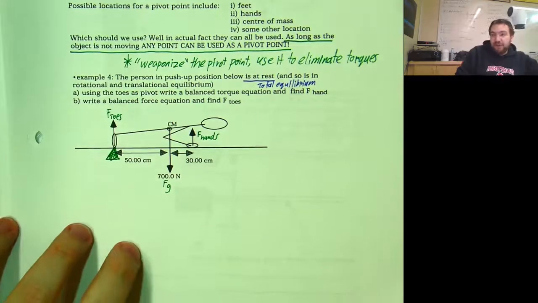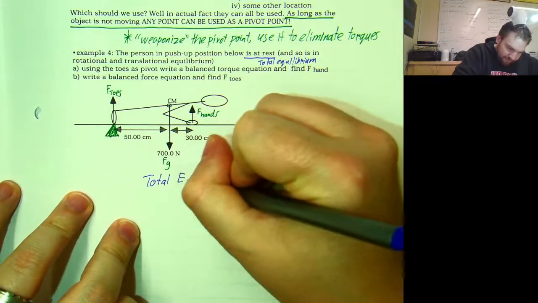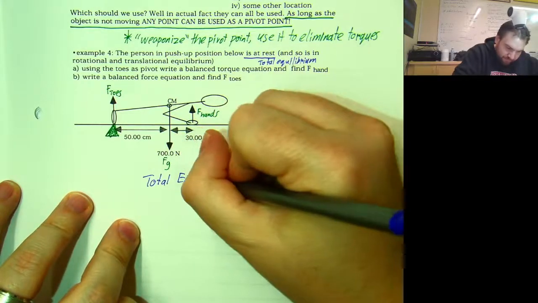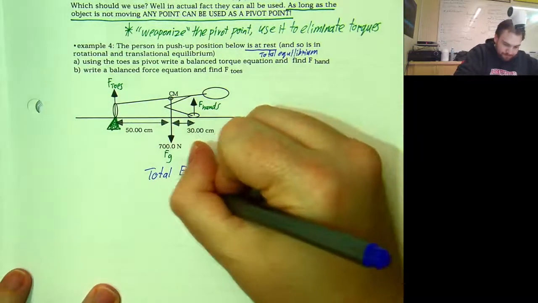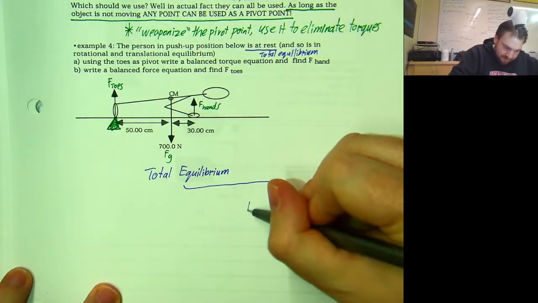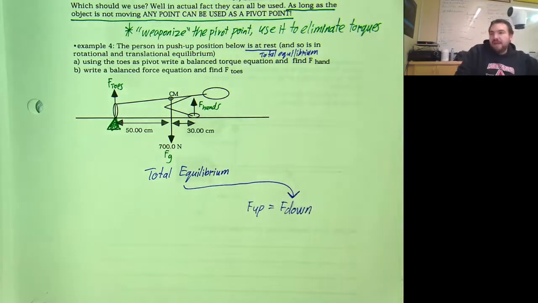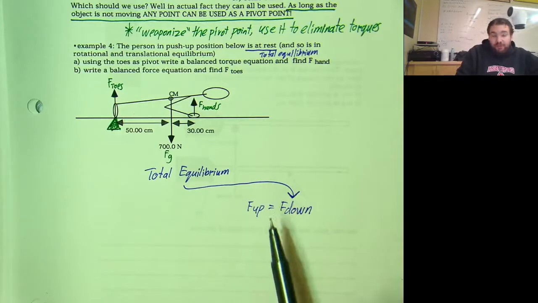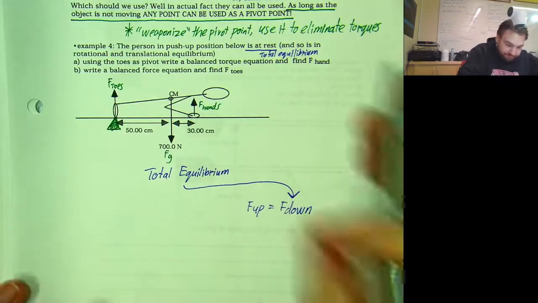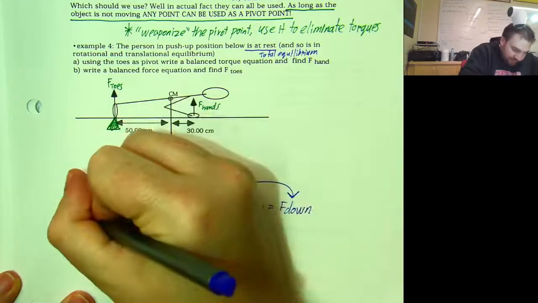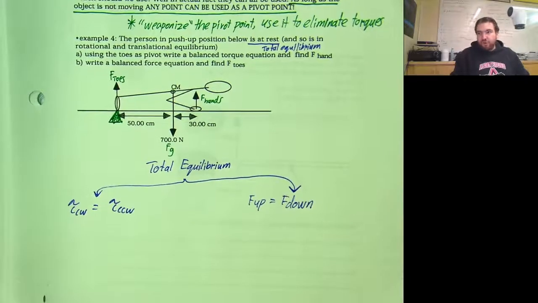And the implication for that you guys are going to have to understand, I'm going to write it out here. And I want you to get into the habit of doing this. Total equilibrium means my forces up equal my forces down. This would also mean that forces left equals forces right, but there are no left and right forces here. This one was just up and down. And my torques clockwise equal my torques counterclockwise. Okay? So we need all of this.